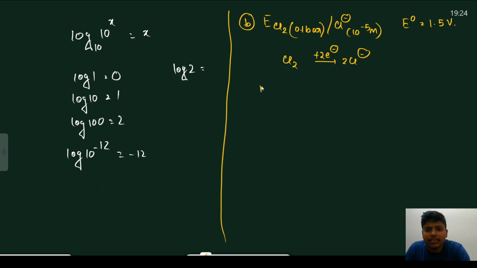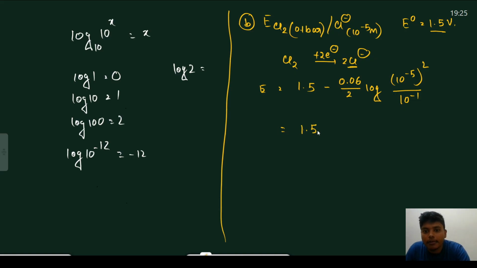Now, E is equal to E naught. E naught value 1.5. So 1.5 minus 0.06 divided by 2 log product. This is the product, but product squared, right? So 10 power minus 5 squared. Clear? Yes or no? Yes, sir. Divided by 10 power minus 1. Understood? 0.1 means 10 power minus 1. Yes or no?